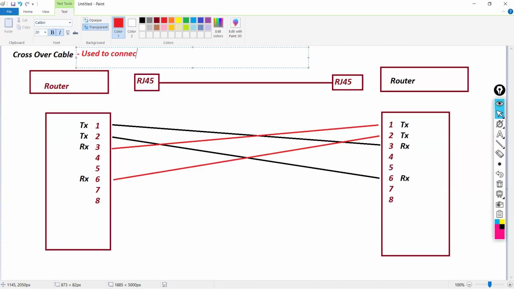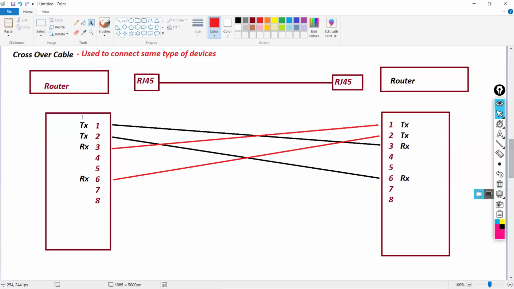So you will say about crossover: used to connect the same type of devices. Okay. Now in your router and in your PC, this arrangement is the same. So router and PC will also be considered the same type of device, and you have to use what? Crossover. Okay. Now, like I said, right now we don't require any crossover cable, because devices can automatically adjust between the transmitting and receiving pins. So we can use a straight through cable and it will work fine.